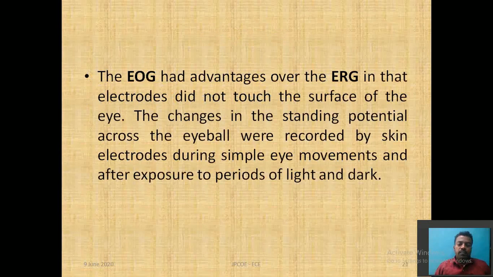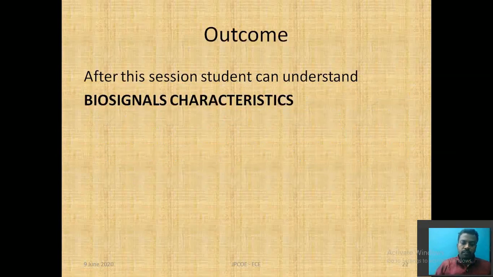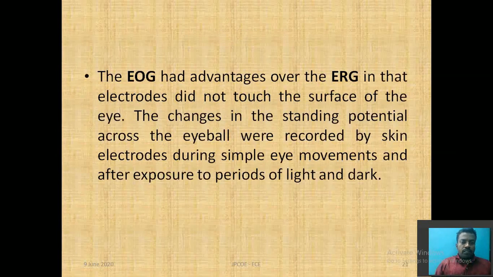So these are the different biosignals: ECG, EEG, EMG, then ERG, EOG, and so on. These are the different biosignals, and their characteristics also we have studied.